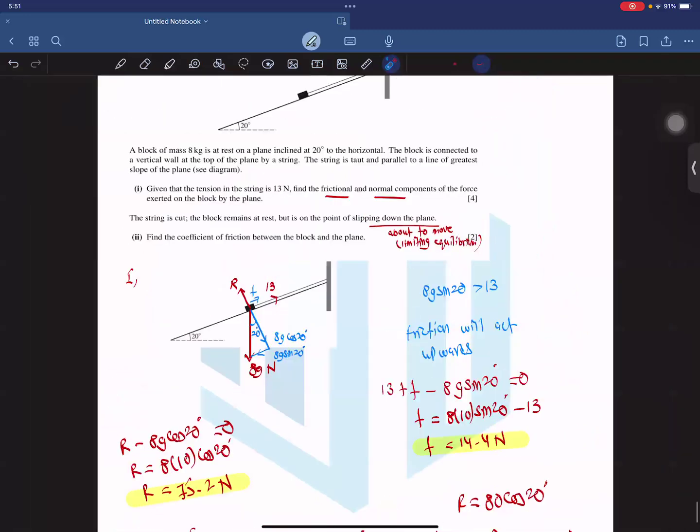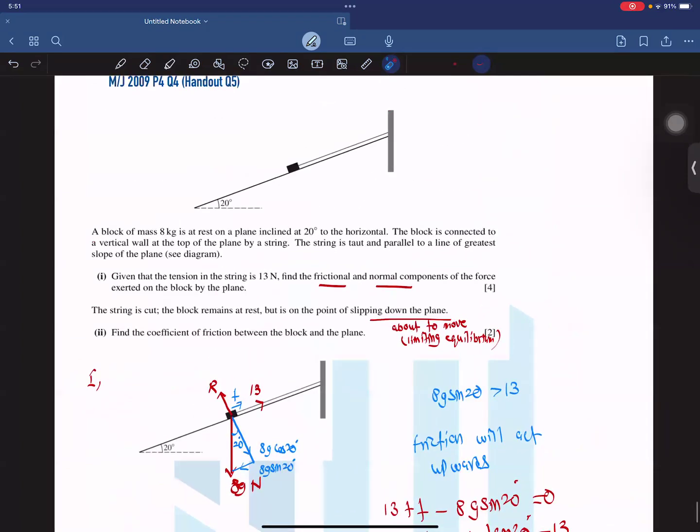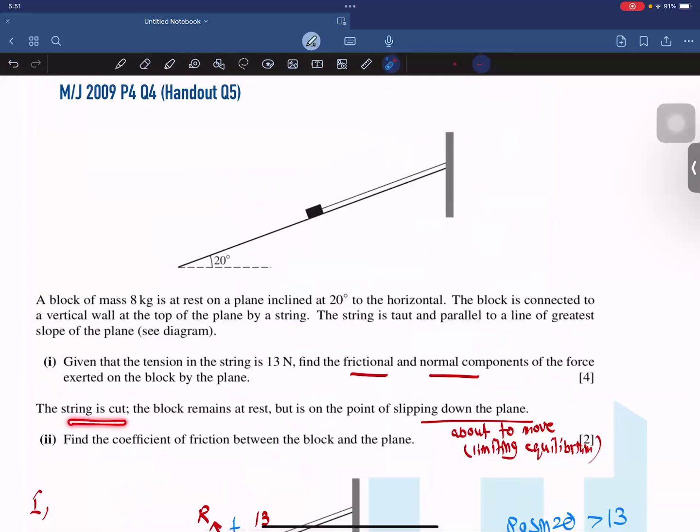That was the requirement of part 1. It was required to find the frictional and the normal components of the force exerted by the plane on the block. Now, in part 2, we have another situation where the string is cut. This string is now cut, so the magnitude of the tension in the string will become 0, obviously.